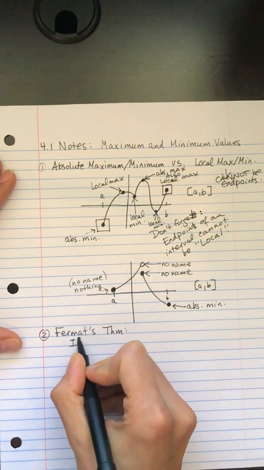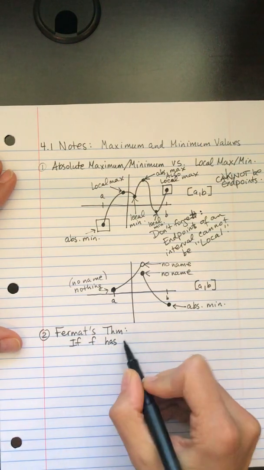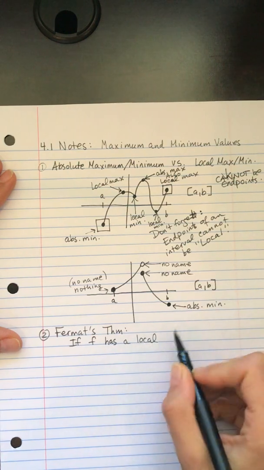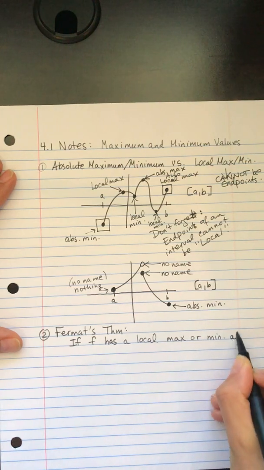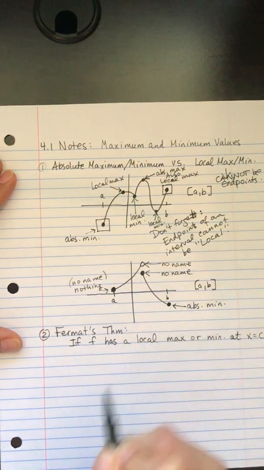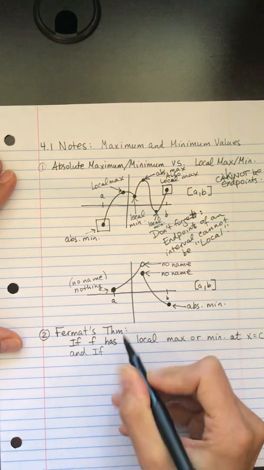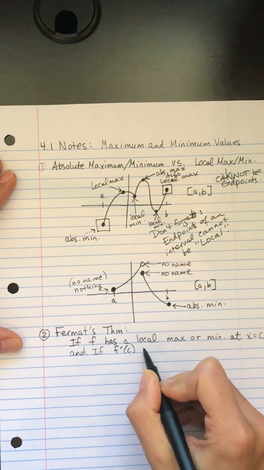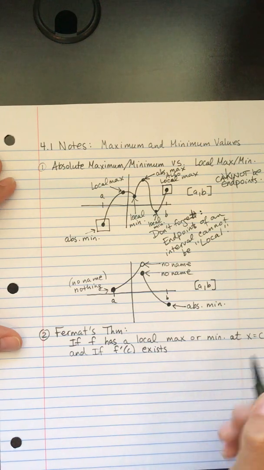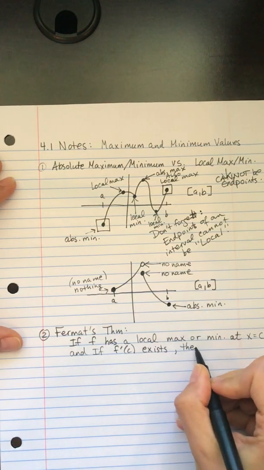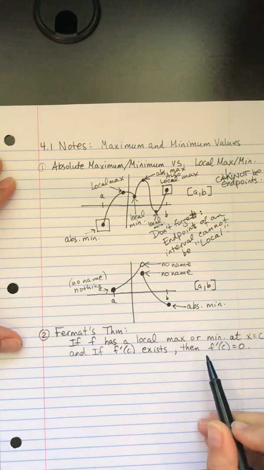It says if the function f, so f of x, has a local maximum or minimum at x equals c, some value on the x-axis, and if f prime of c exists, that means the function is differentiable, you can differentiate it, then what's going to happen is that the derivative is going to equal 0, which, you know what, you guys already knew this.